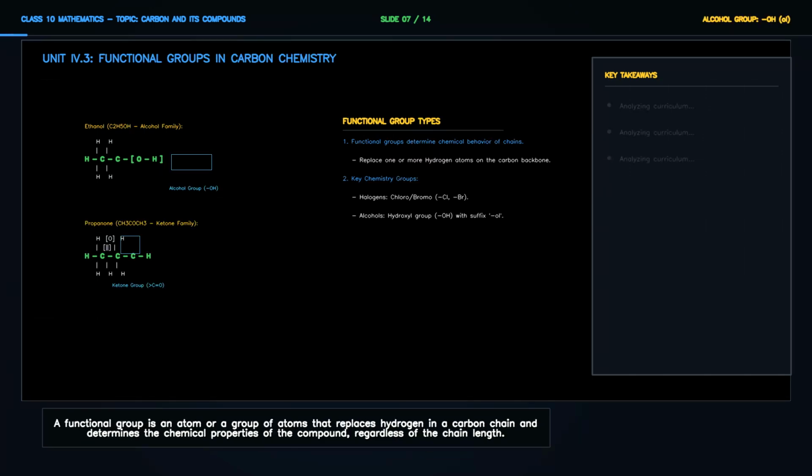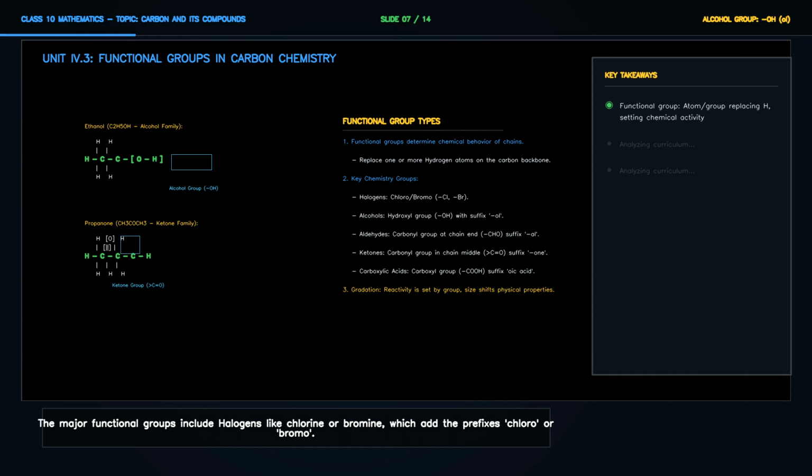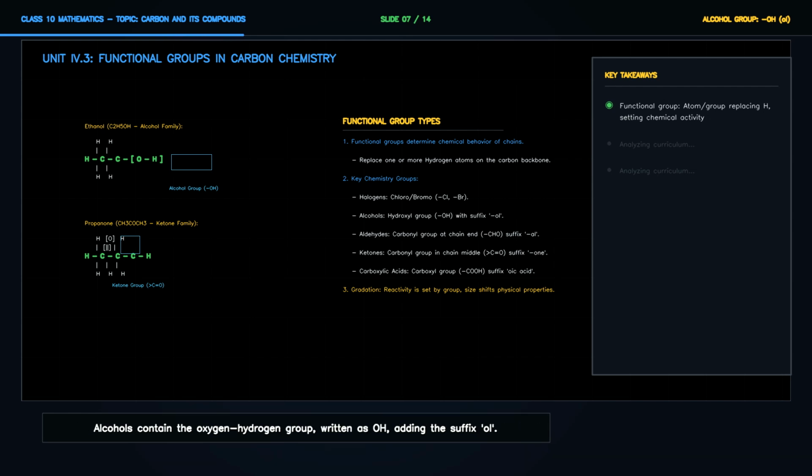A functional group is an atom or a group of atoms that replaces hydrogen in a carbon chain and determines the chemical properties of the compound, regardless of the chain length. The major functional groups include halogens like chlorine or bromine, which add the prefixes chloro or bromo.